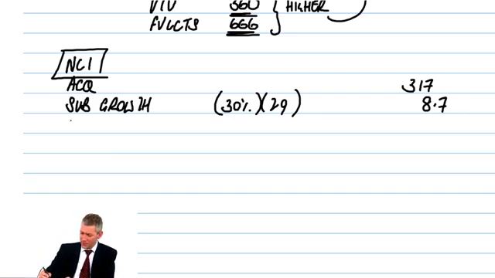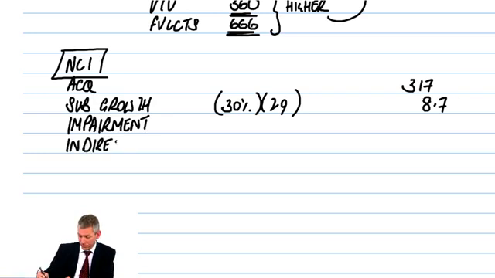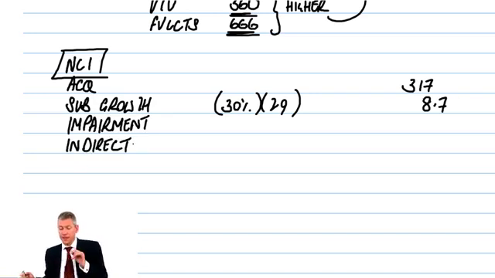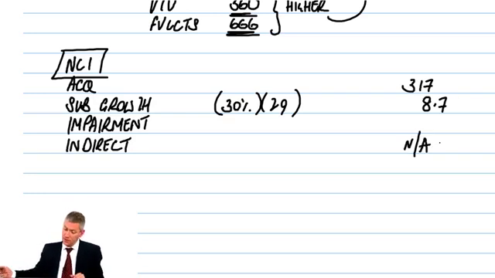But then we need 2 I's. Impairment and indirect adjustment. Now I'm getting slightly ahead of myself because there is no indirect adjustment.